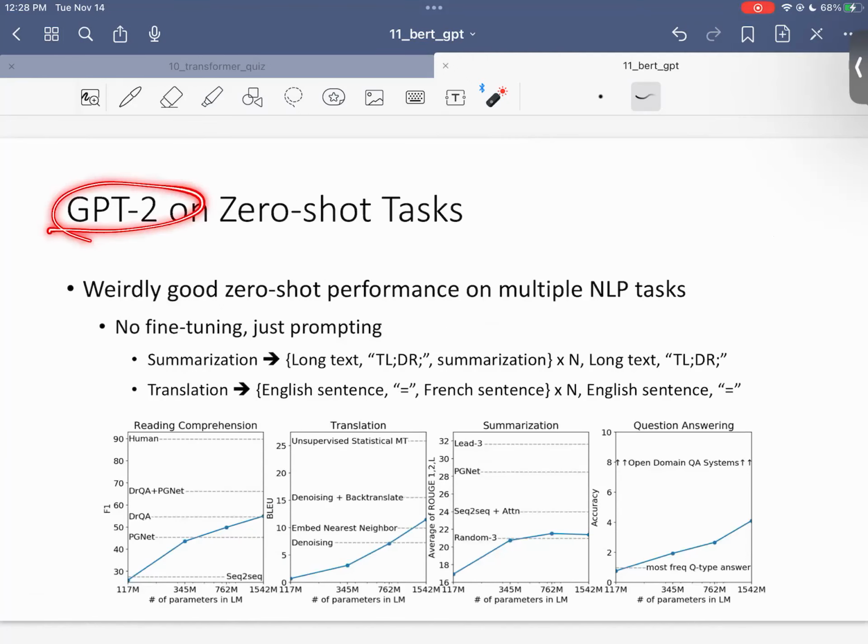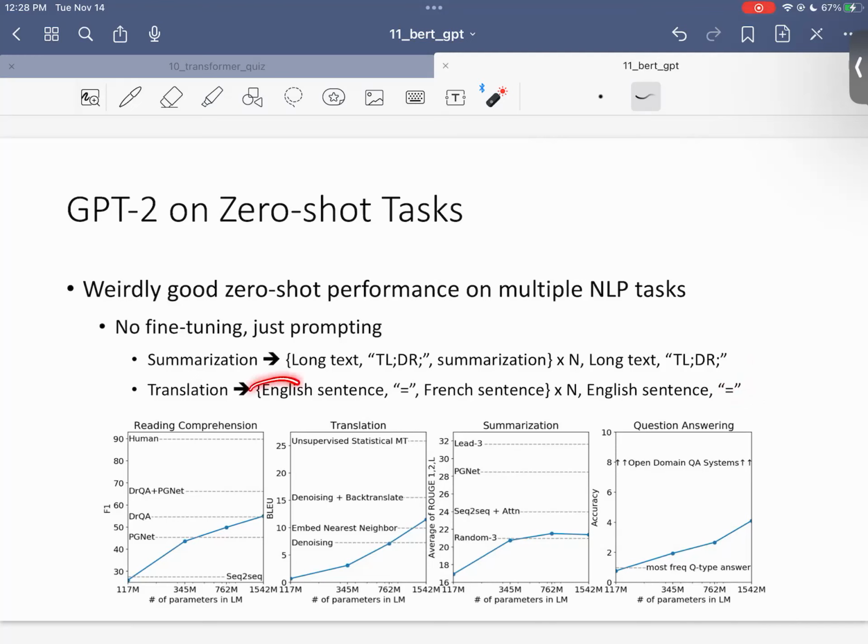GPT-2 already had this kind of zero-shot test, like prompting. For example, when they wanted to do translation with GPT-2, they would give n examples. How they would give it: there's an English sentence, separated by an equal sign, and the corresponding French sentence. Repeat this n times, and then give an English sentence, then the equal sign, then ask GPT-2 to start predicting next tokens here.